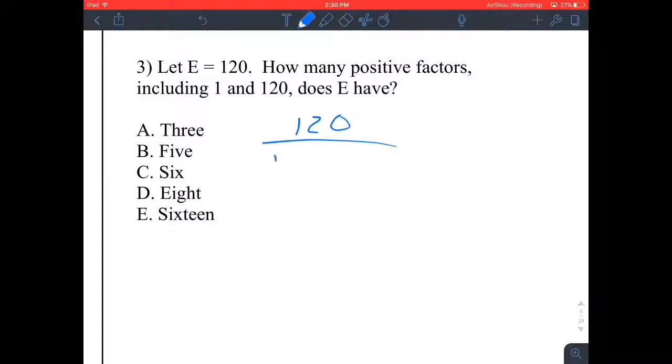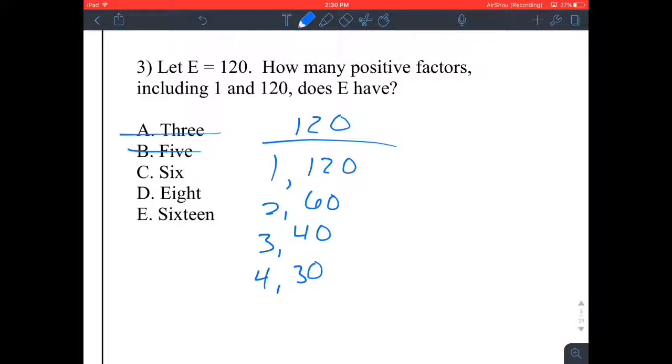Pairs. So does 1 go into 120? Yes, 1 goes into everything, 120 times. Does 2 go into 120? If you just grab a calculator, take 120 divided by 2, you'll see it goes 60 times. 3 goes into 120, 40 times. 4 goes into 120, 30 times. So already we know that those answers aren't correct because we already have 8.